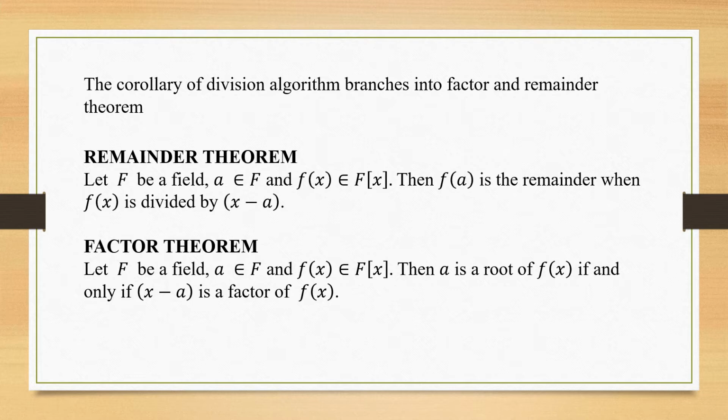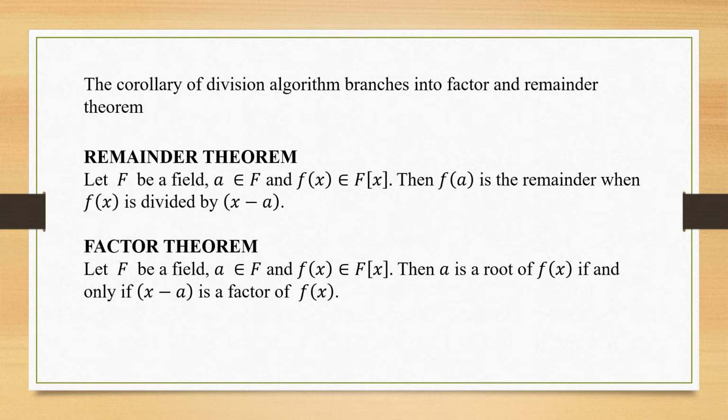Now the corollary of the division algorithm. So what do you mean by corollary? A theorem is a main concept which is proved. Using the theorem, we arrive at a few results. Those results are called corollaries. So the corollary of the division algorithm branches into the factor and remainder theorems. You already know what a remainder is. From the division algorithm only, you know the concepts of remainder, quotient, the polynomials, etc.